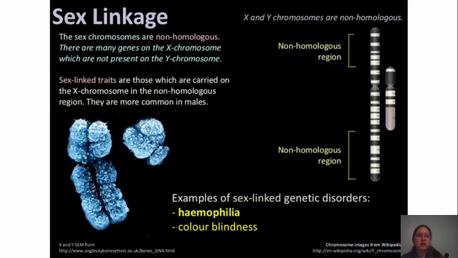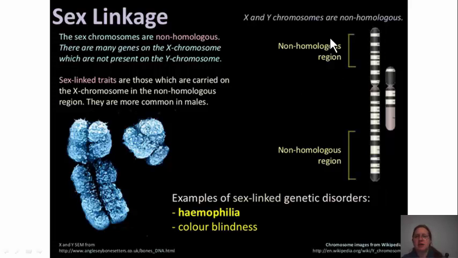There are many genes on the X chromosome because it is bigger. There are fewer genes on the Y chromosome, but the genes that are on the X chromosome aren't present on the Y chromosome because of the size. So sex-linked traits are those which are carried on the X chromosome in the non-homologous region. So you have both an upper and lower part of the X chromosome.